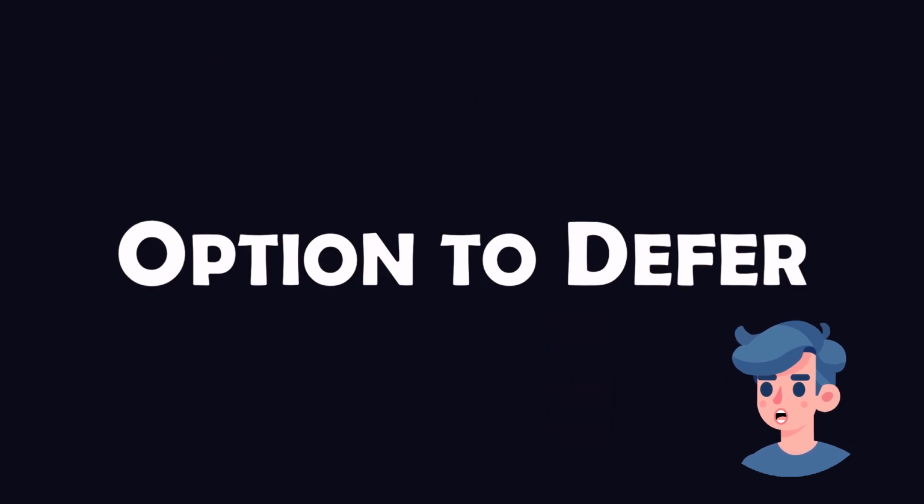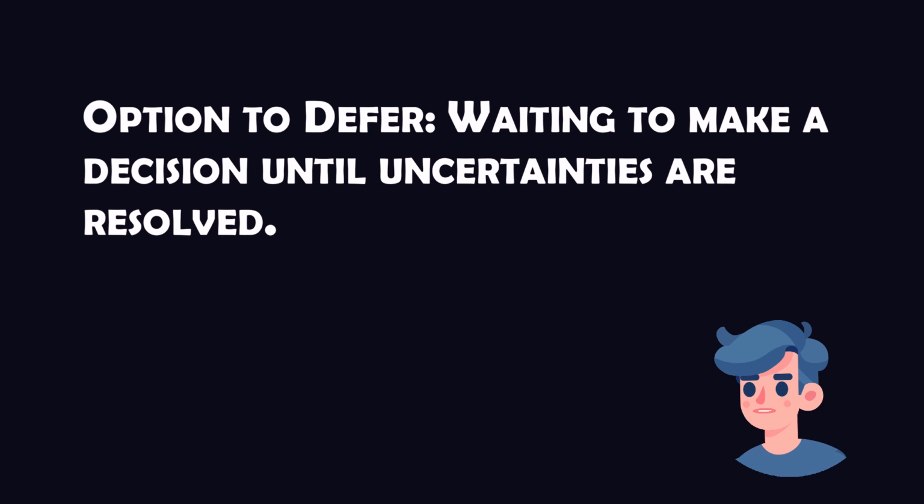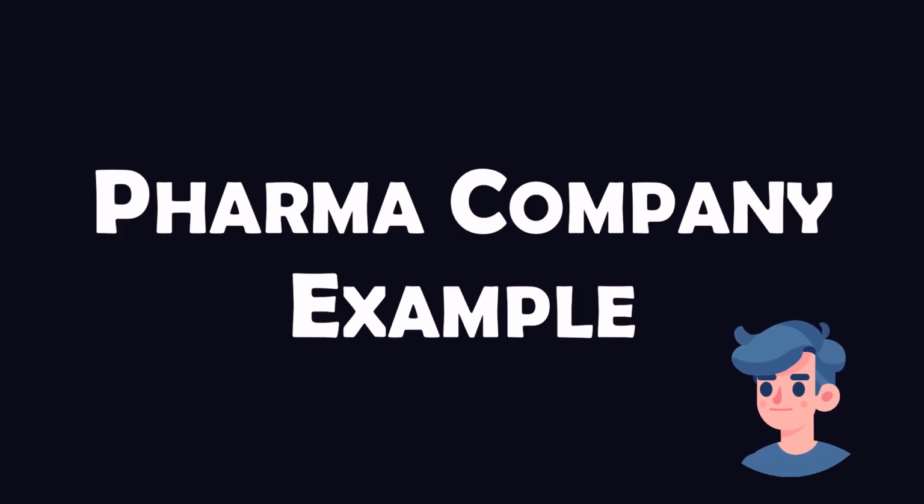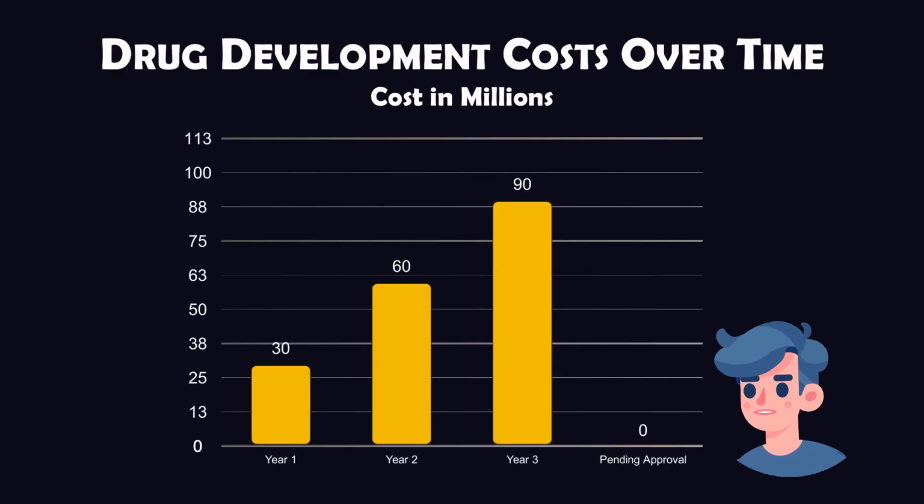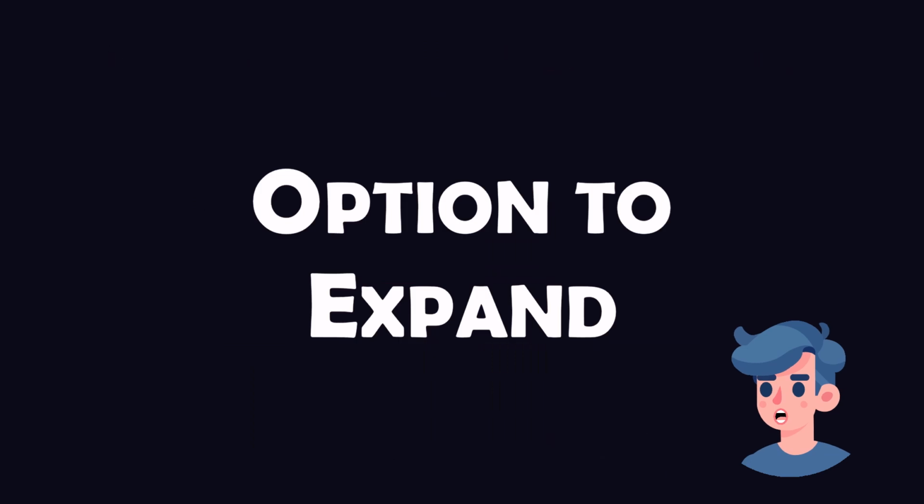A key type of real option is the option to defer. This allows a company to wait until uncertainties are resolved before making a large investment. For example, a mining company might wait until commodity prices are high before beginning to extract resources. Consider a pharmaceutical company with the option to defer on a new drug. Instead of running all clinical trials at once, they could wait for preliminary trial results to reduce the risk of a failed full-scale launch.